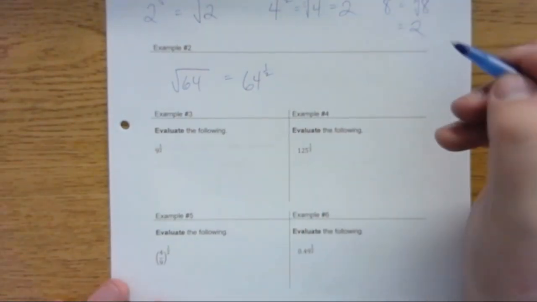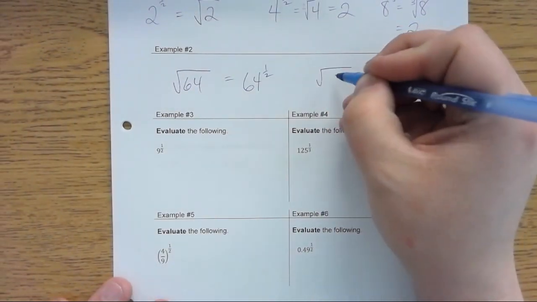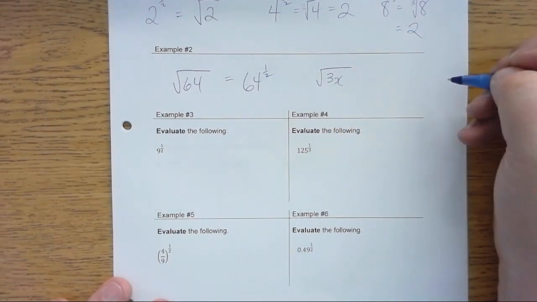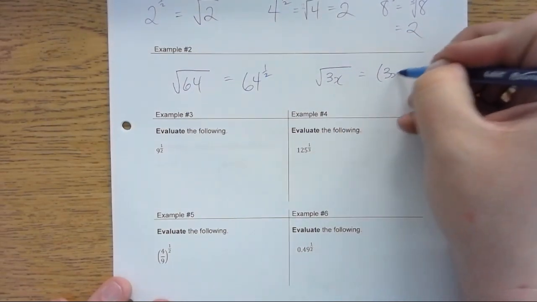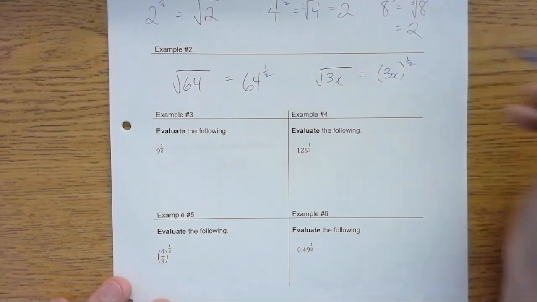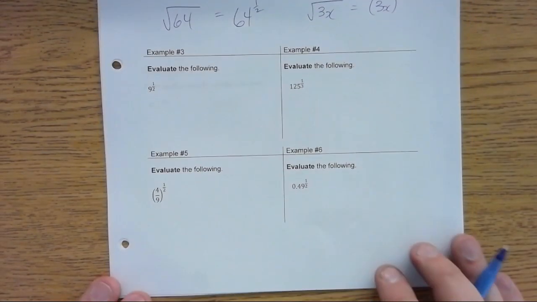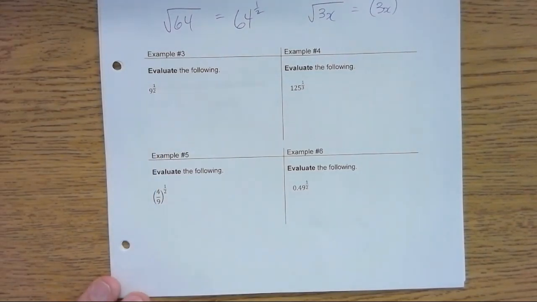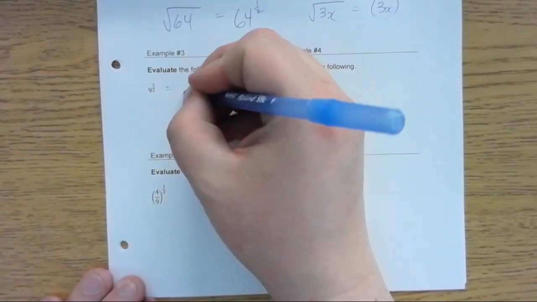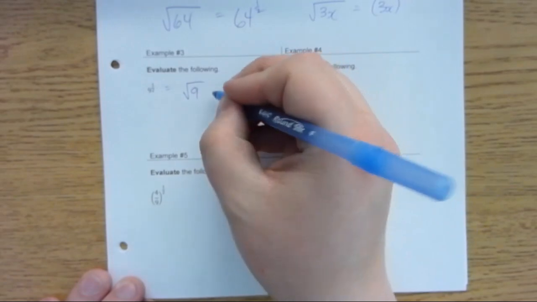Let's do one with algebra. Suppose I had the square root of 3x. Well, then that's the same thing as saying 3x to the exponent 1/2. All right, let's do some evaluating now. Evaluate 9 to the power of a half. Well, that's the same as saying square root of 9, which is 3.